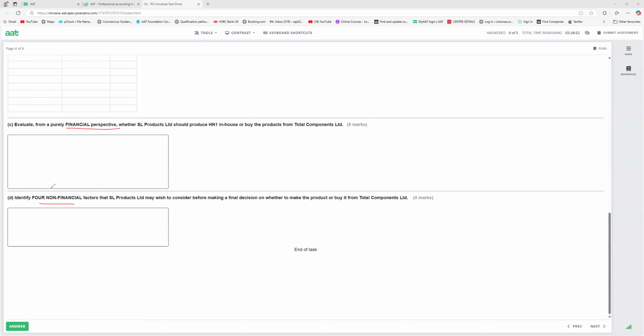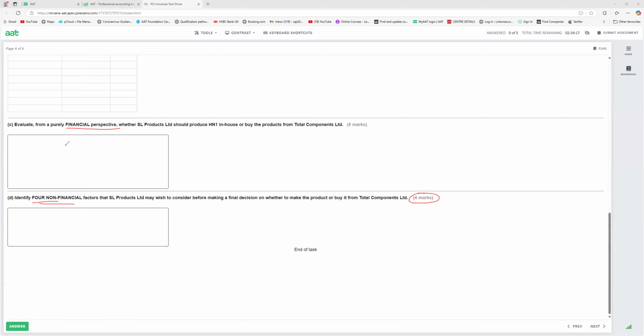For this non-financial perspective, you can actually memorize it because most of the time it will be by default and you don't always have to link it to the scenario. This non-financial factor for 4 marks will always be in the exam. If a make or buy question comes, these 4 marks will be there for the non-financial factors. So you can just memorize 4 or 5 factors. As long as this question comes, you can write them immediately because it is not much linked with the question.